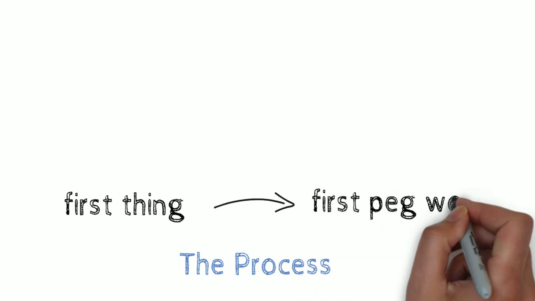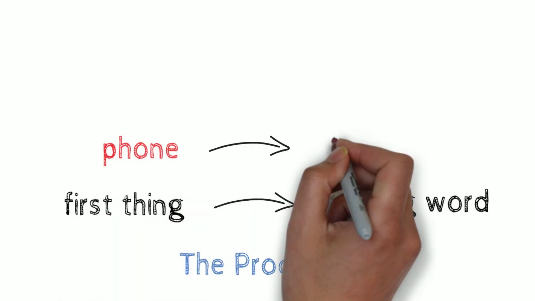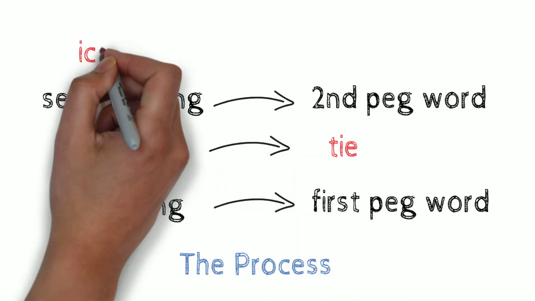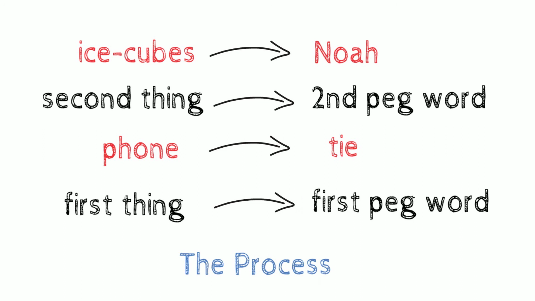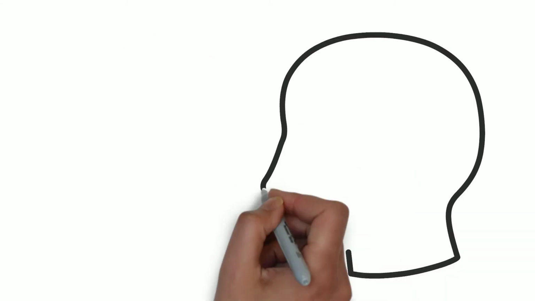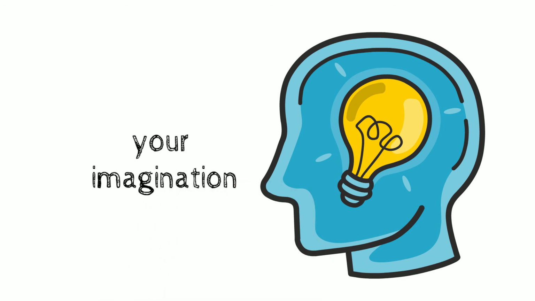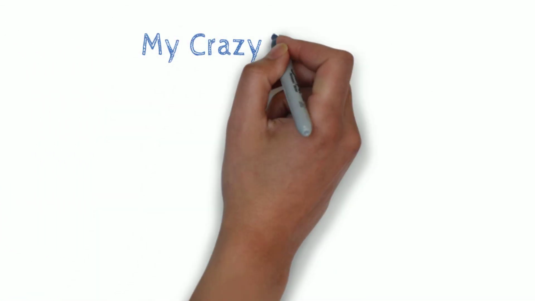It simply goes like this. You link the first thing on the list to the first PEG word. That is phone to tie. You go to the second item on the list and link it to the second PEG word, ice cubes to Noah. You continue doing that until you reach the 10th item on the list, which you link to the last PEG word, which is toes. But for the PEG method to work brilliantly, you need to creatively use your imagination to associate all the items in your mind. Here's how I did it.